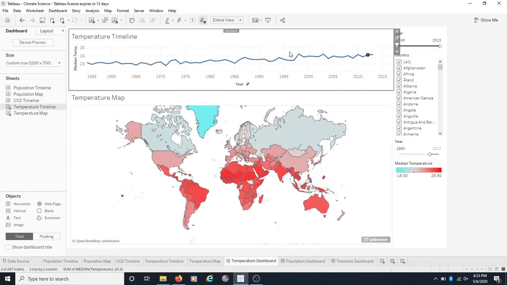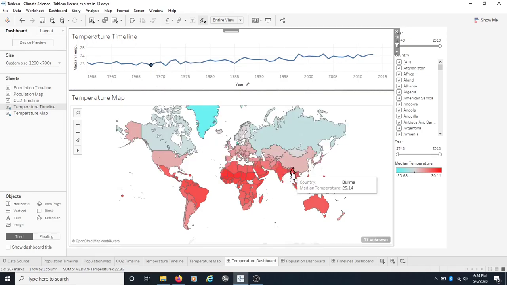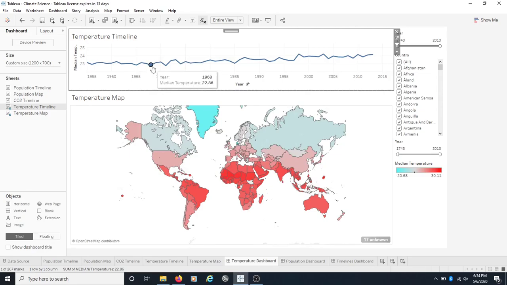So here we have a temperature timeline. So this is actually a really cool feature. So I've already set this to use this as a filter. That means if I click a certain point in this timeline, in this case, 1968, this heat map updates to show you what the global temperatures were in 1968. So if I click here, you're going to see the data changes.